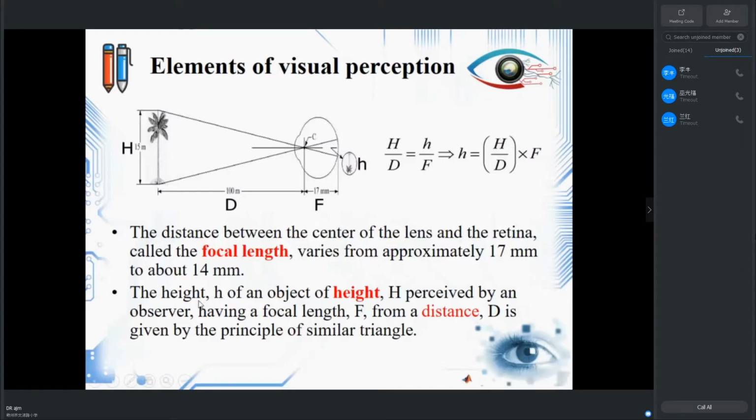If we have H as the height of the object perceived by an observer, with the focal length as capital F and the distance as D, then we have this equation: capital H divided by D is equal to small h divided by F. Then if I want to know the real height of the object inside my eye, we can have something like this.